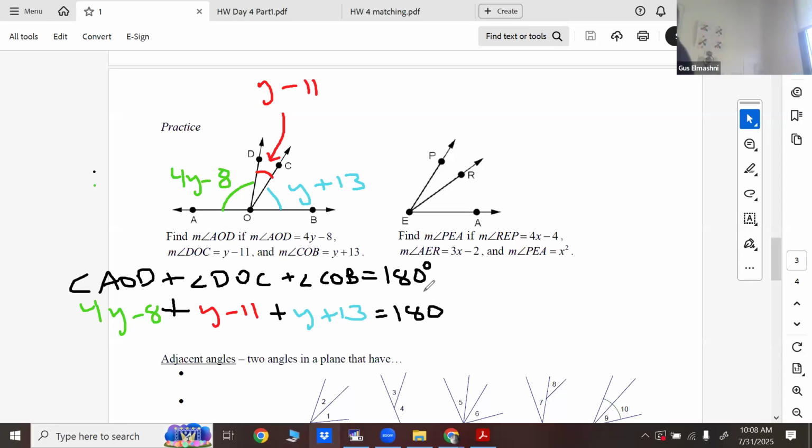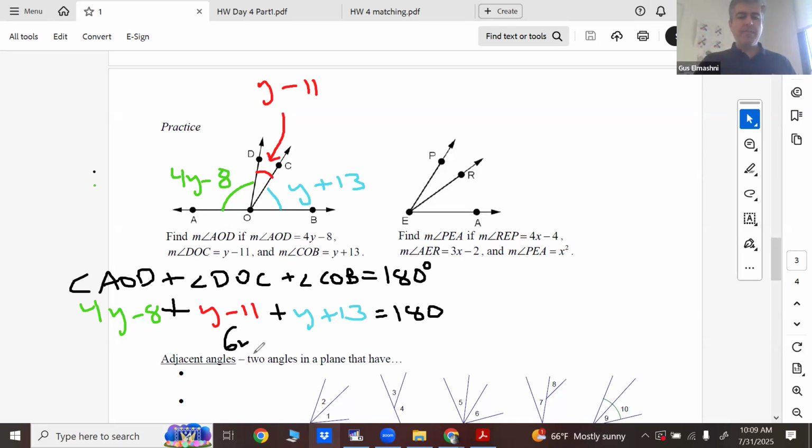Does that make sense? How I set it up? Right? Just be very methodical about it. Now at this point, it's all out, right? That should be 6y minus 6, I think. Yeah, 6y minus 6 equals 180.